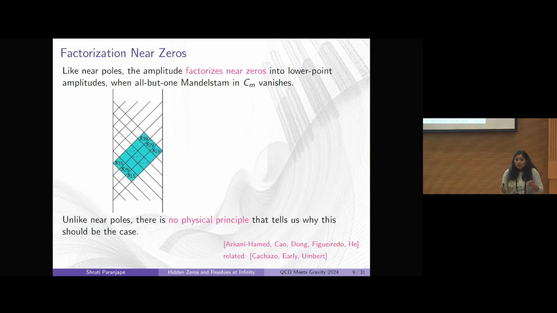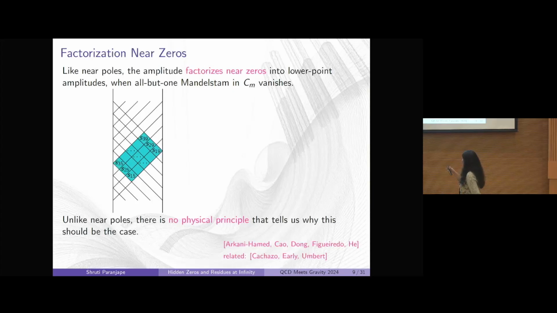So what I like the most about these zeros is that when you go near them, despite the fact that it's a regular point, the amplitude factorizes. So this is not something that locality asks for. It's something that just happens to be true for these amplitudes in NLSM, Yang-Mills, and trace phi cubed.